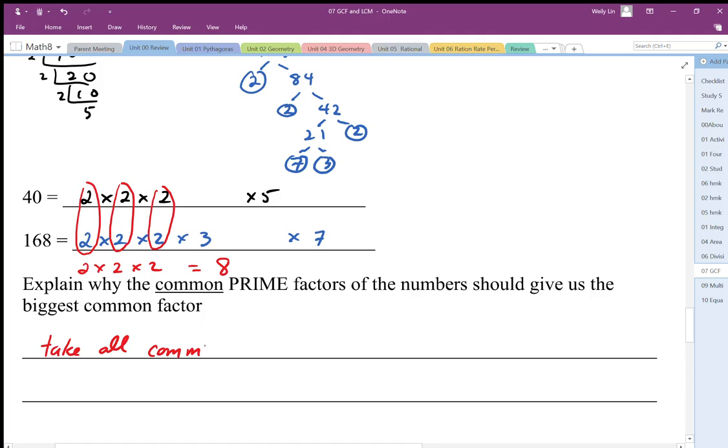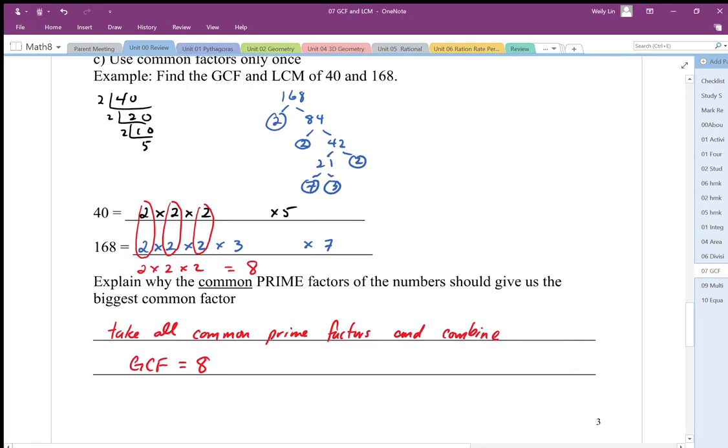So we take all the common factors, and these are prime factors, and combine. So in this case, the greatest common factor is equal to 8. So that's how we find the greatest common factor.